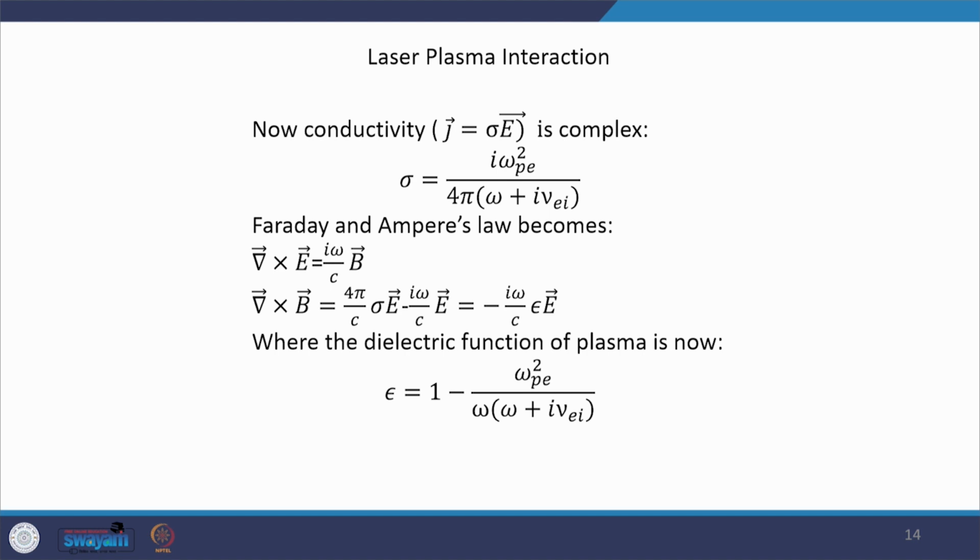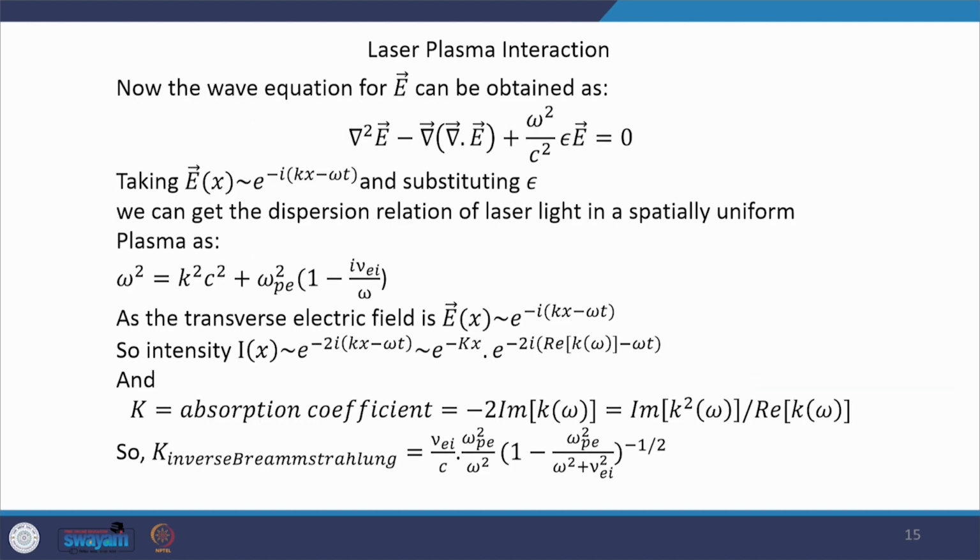Now, if we use Faraday's law and Ampere's law, then we can find the dielectric function, or the dielectric constant, of the plasma as a function of frequency, where omega_pe is the plasma frequency. Then we can use it in the wave equation, with the oscillating electric field being e to the power minus i(kx minus omega t), and if you substitute it in the dielectric constant epsilon, then we get the dispersion relation of laser light while propagating through a spatially uniform plasma, which is very important. So, this is the dispersion relation which we will get.